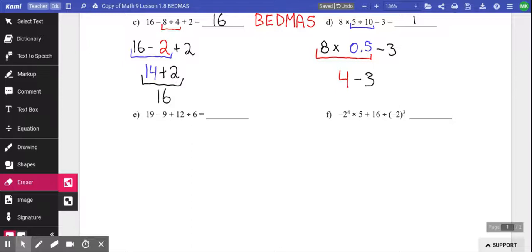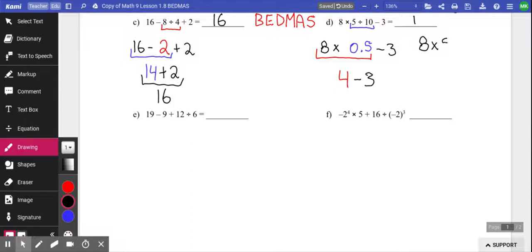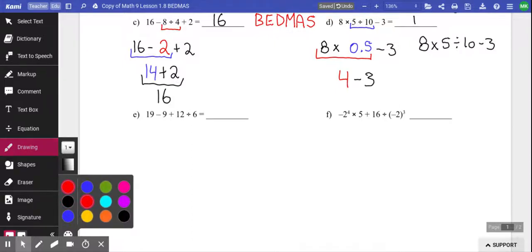Again, you could reorder the division and the multiplication and get the right answer. So if you look at this question, it might be easier to do the multiplication first instead of the division first. So if I was doing this, 8 times 5 is 40. Everything else stays the same. Then I could do 40 divided by 10 is 4. And the -3 remains the same.